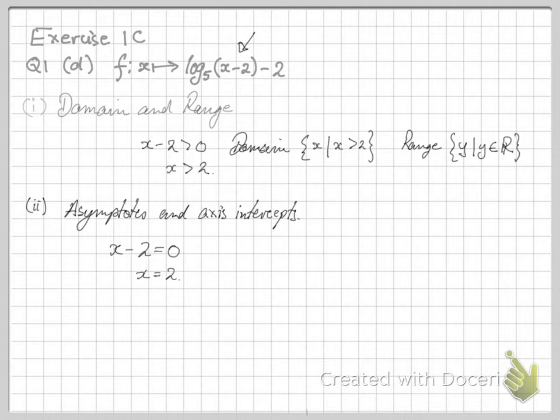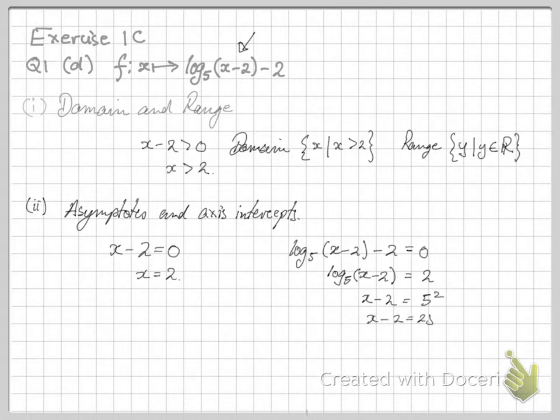Axis intercepts: it crosses the x-axis when y is equal to 0, so we want to solve for log to base 5 of (x minus 2), minus 2, is equal to 0. That gives us the log to base 5 of x minus 2 is going to be equal to 2. So x minus 2 will be equal to 5 squared. So x minus 2 will be 25. Rearrange and we get x equals 27.